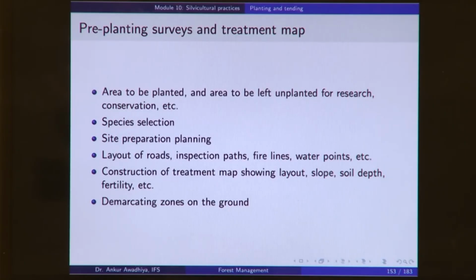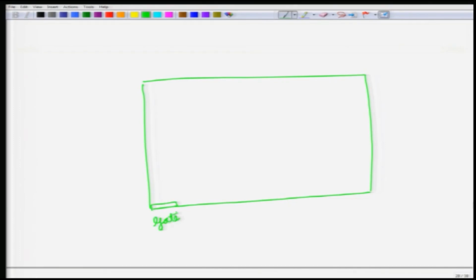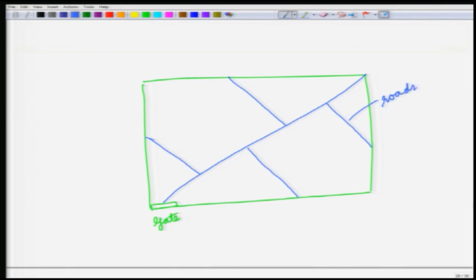So, what we do in this case is that if this is the area that has to be planted and probably this is an area which is suitable for making a gate, then we will say that let us have a road like this and probably roads like this, so that we are able to access different portions of this plantation. So, you need to make roads. Also, you need to make provisions for fire lines.